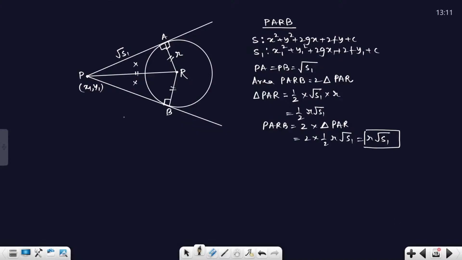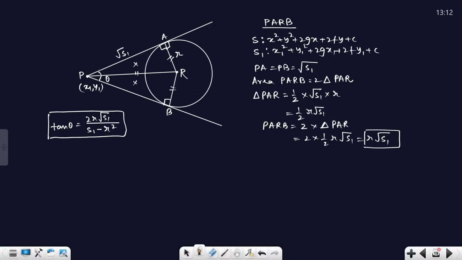So all we will do is find out, let us say this angle is theta. If this angle is theta, we will show that tan theta, that is the angle between these two tangents, is 2r root s1 divided by s1 minus r square. I will definitely prove this, but it is always better to remember this result as a formula. Now see how I am doing.